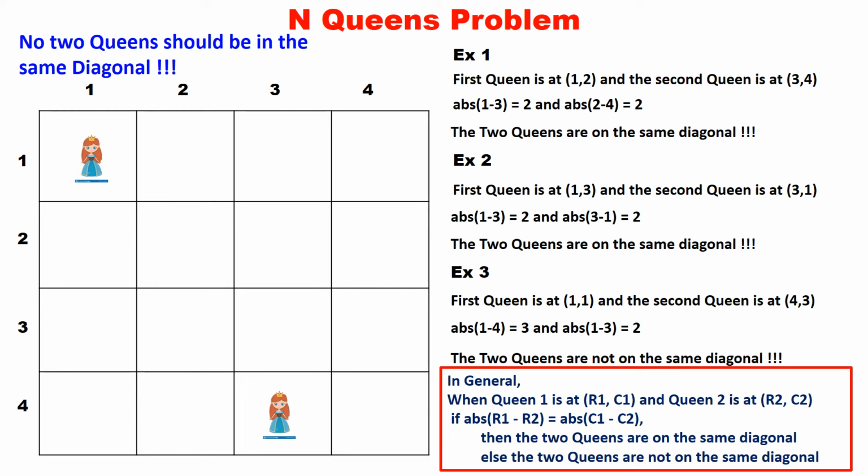So in general, this is an important logic. When queen 1 is at R1 C1 and queen 2 is at R2 C2, find the difference between the rows, R1 and R2, and the difference between the columns, C1 and C2. If they are equal, then the two queens are on the same diagonal. Otherwise, the two queens are not on the same diagonal. Very simple logic. I think you need to remember this logic because we will use it in the algorithm.